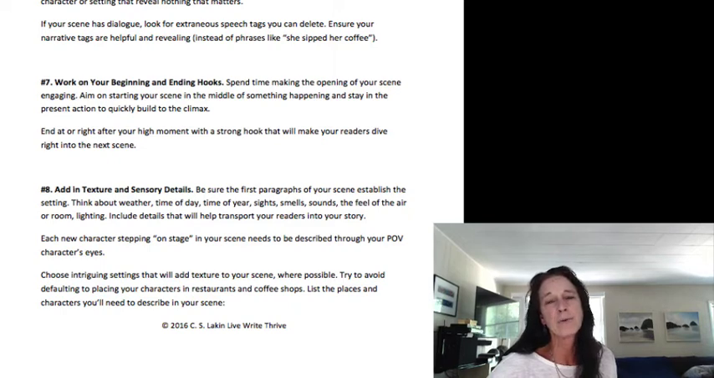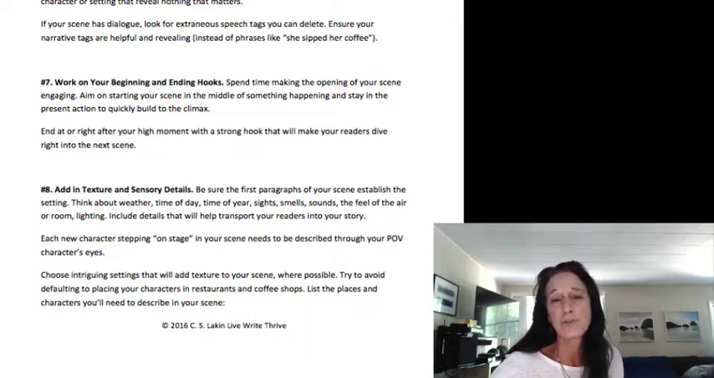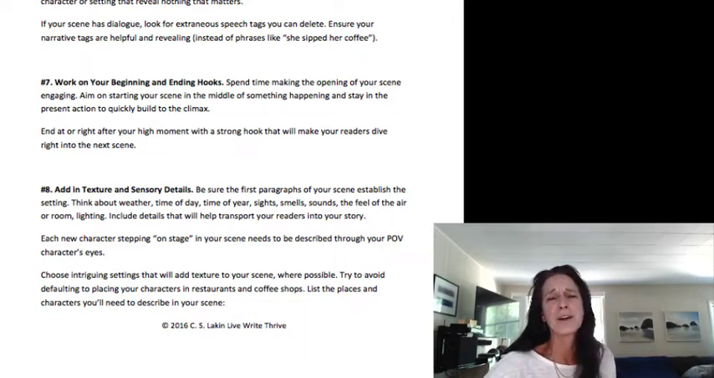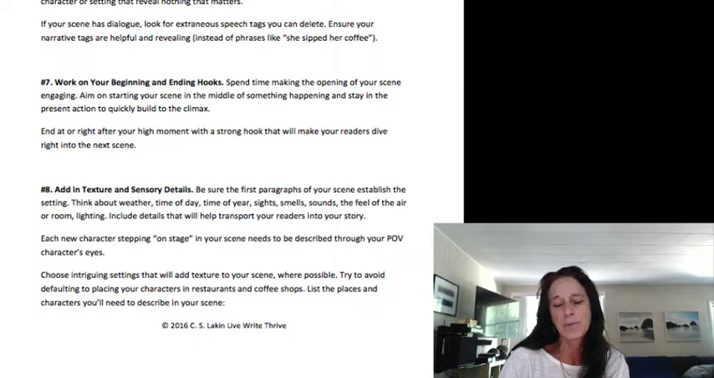You need somebody to spill coffee on somebody? Do it on the jogging path along the Thames River in front of Kew Gardens or something. I don't know. Show the setting, bring it to life so that readers can see the place that your character's in. Okay, so those are the 8 steps to a perfect scene.